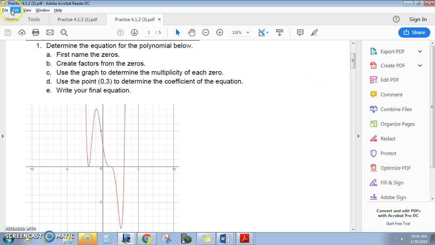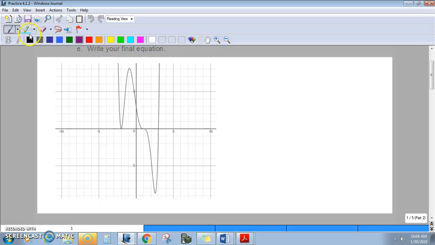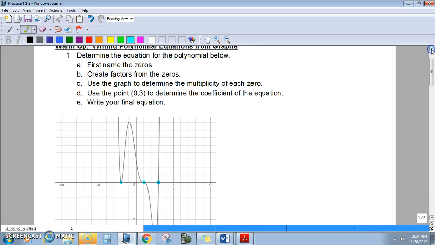From this graph here, name the zeros. So that is easy enough to see. The zeros, or the roots, are where it crosses the x-axis. Let me make this a little bit smaller here. We have right here, which looks like it's -2, +1, and +3. So the zeros are -2, +1, and +3.